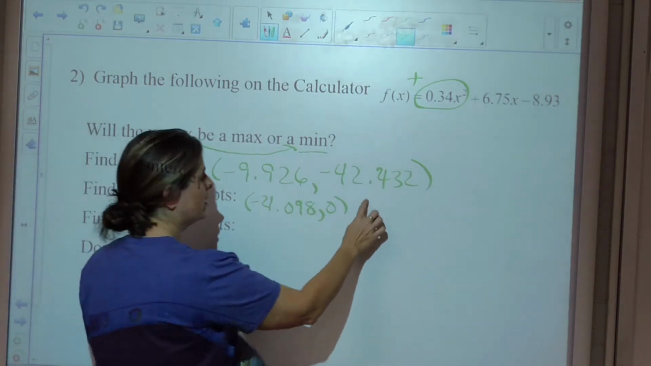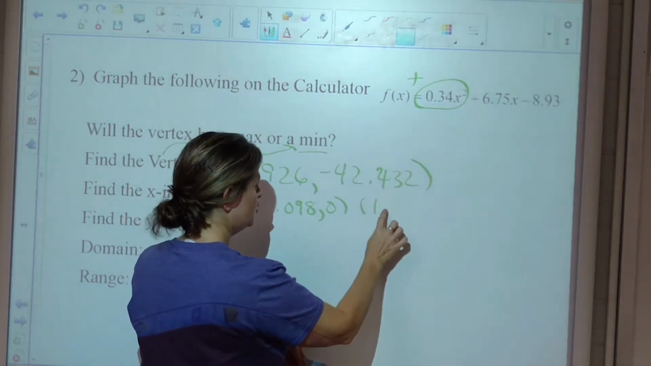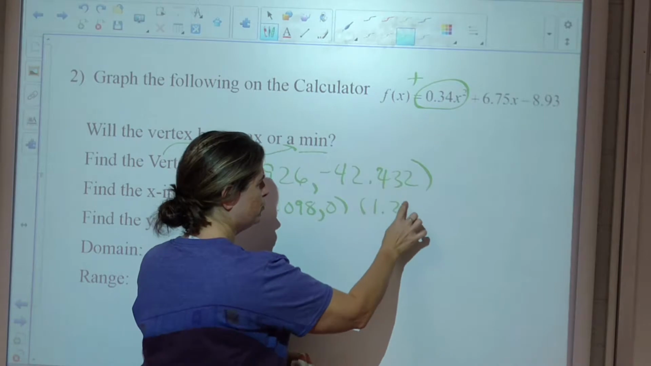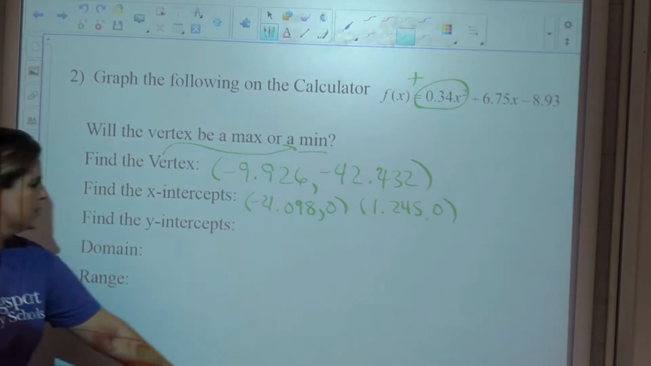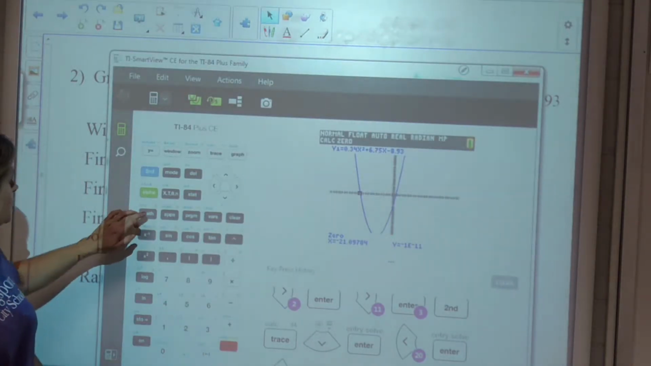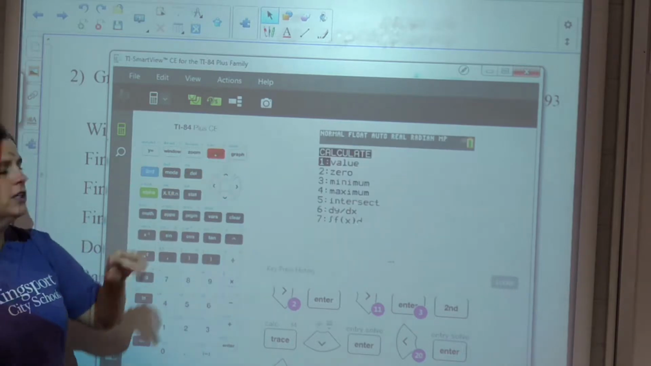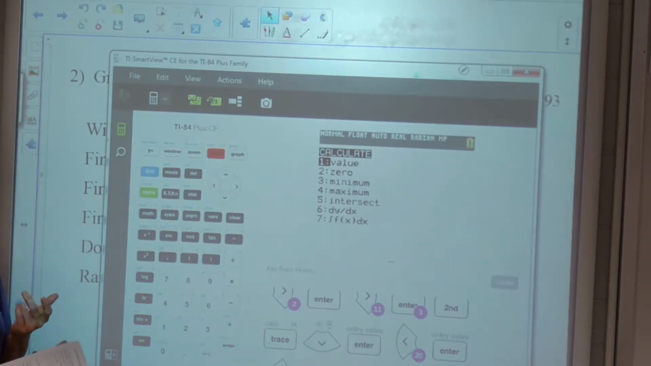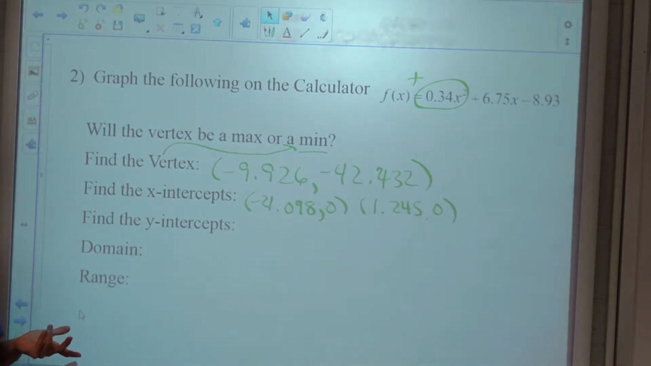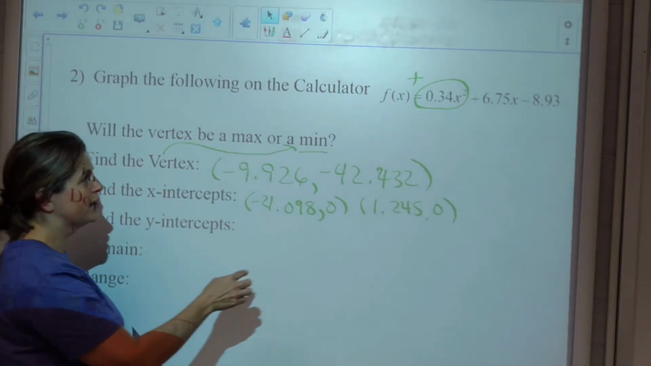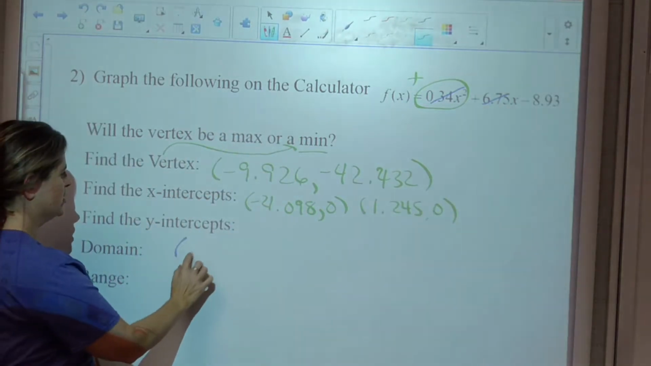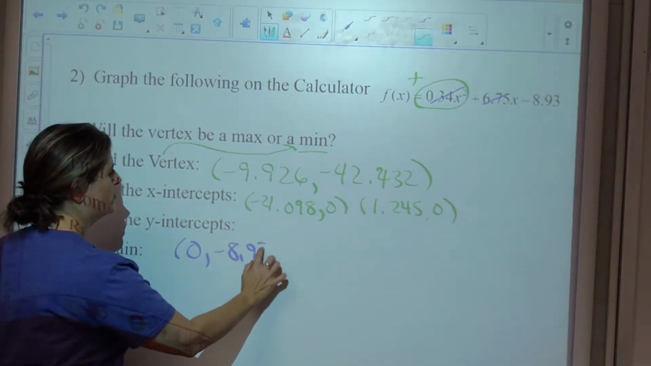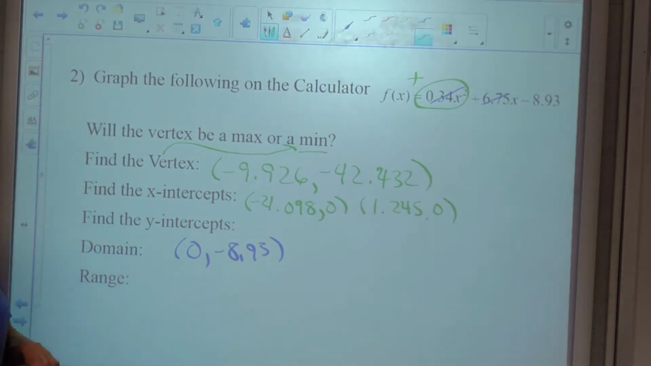And if you go do the same thing on the right side, you can try this on your own, but you should get 1.2450. The only thing is the y-intercept is not a feature on here. When you look at second trace, there is nothing to find the y-intercept. So we're going to have to do that on our own, but remember that's just plugging 0 in for the x, and since it's in standard form, when I do that, this becomes 0, this becomes 0, so I just get negative 8.93 as the y-coordinate of the y-intercept.